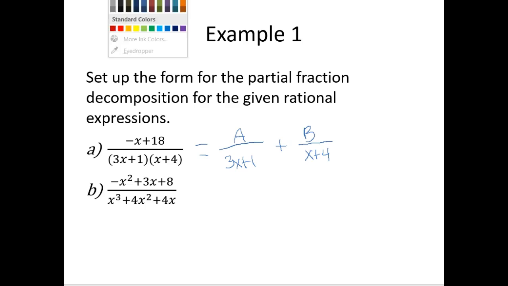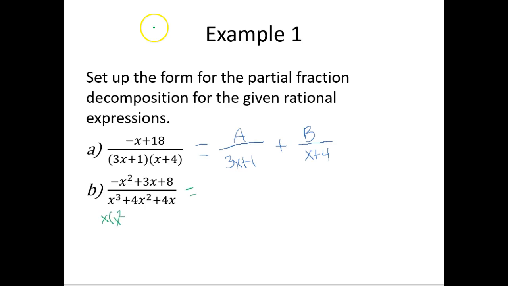When we go to do b, we're going to do the same thing. Now again, normally what we would do is factor the denominator, but oh, that one has not been done for us. Okay, so let's see. We can pull out the greatest common factor x. That's going to give us x squared plus 4x plus 4. And this will actually factor one more time into x times x plus 2 times x plus 2 again.